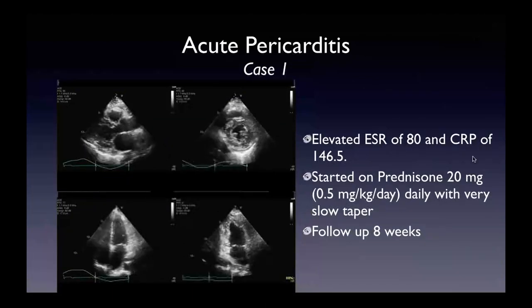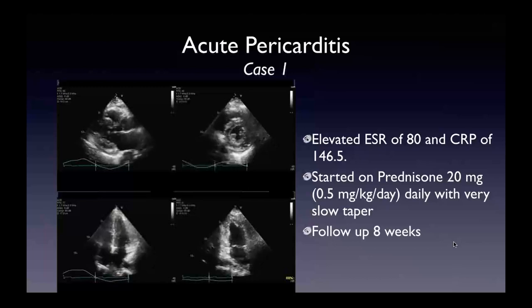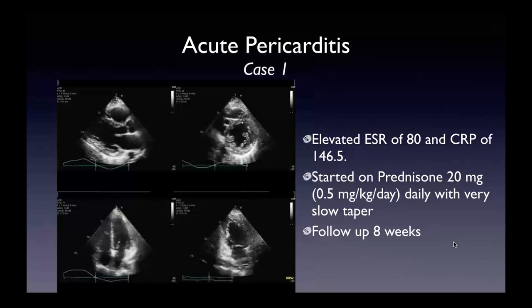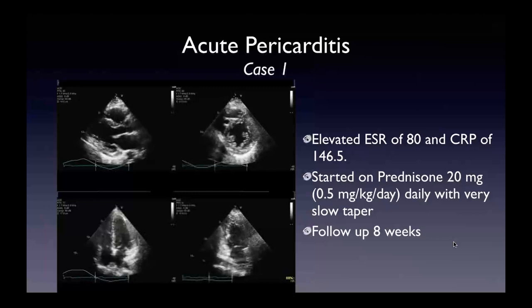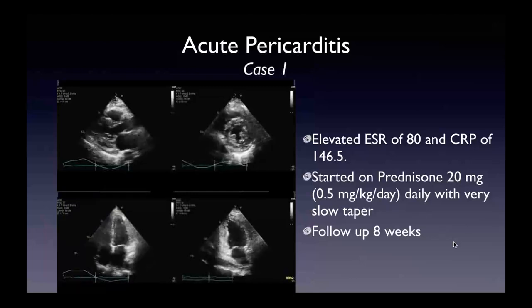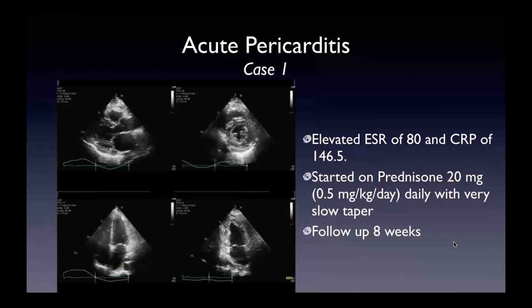And at that time, she had elevated biomarkers for inflammation. She had an ESR of 80, CRP of 146.5. And because she had ATN with her NSAIDs, she was started on prednisone. The dose for acute pericarditis is 0.5 milligrams per kilogram per day. She took this daily, and then a very slow taper after that.